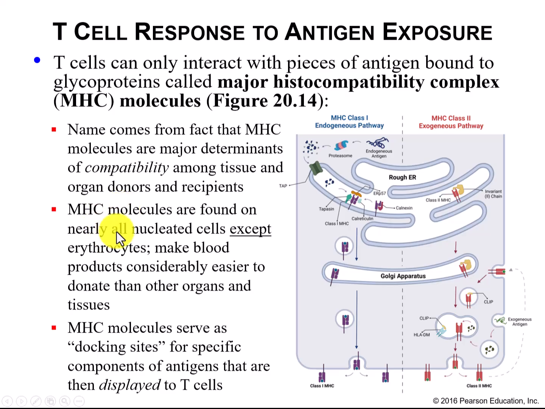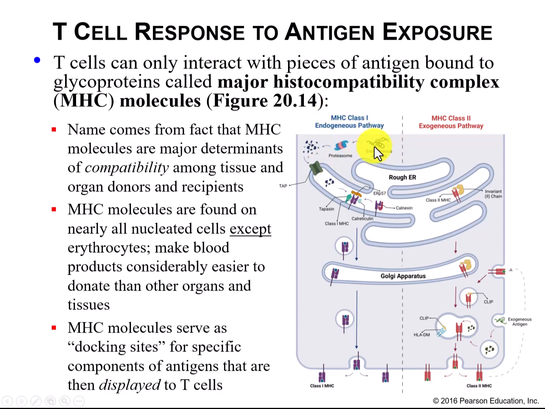You find MHC molecules on nearly all nucleated cells except your erythrocytes. And so that makes blood products considerably easier to donate than other organs and tissues. We don't have to do as much screening for blood other than for our blood types, which we talked about back when we talked about blood in chapter 19. And so those MHC are basically docking sites for the antigens to be displayed.